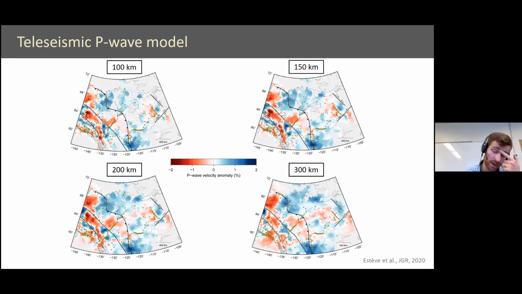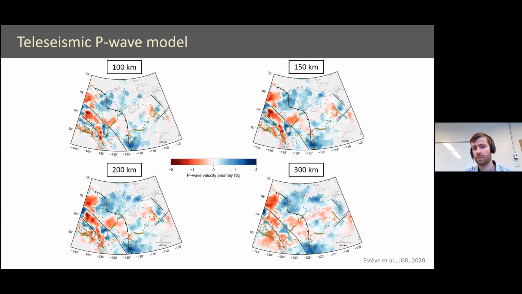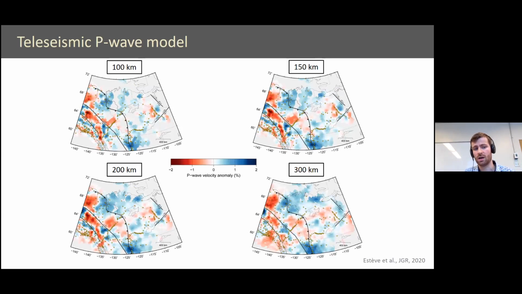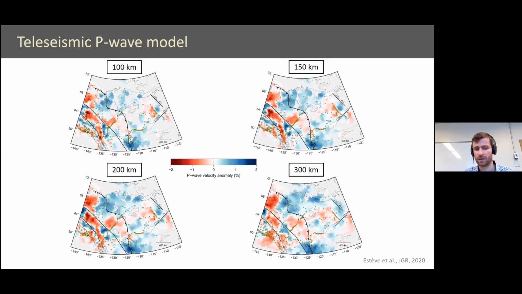And if we compare that with our teleseismic S-wave model, it's the same thing, but now the S-wave velocity anomaly ranges between -3 and +3%. You see that the main features are common to the two models, such as the high velocity region here in northern Yukon, the low velocity anomaly here, high velocity here, and so on. That gives us confidence in our final results, because they were inverted independently.